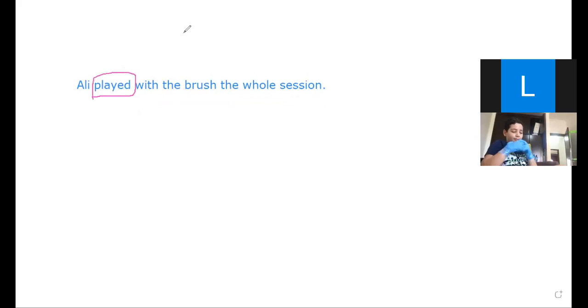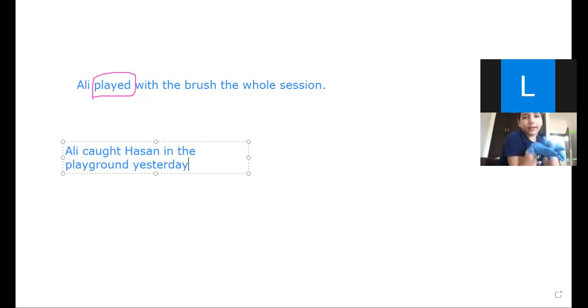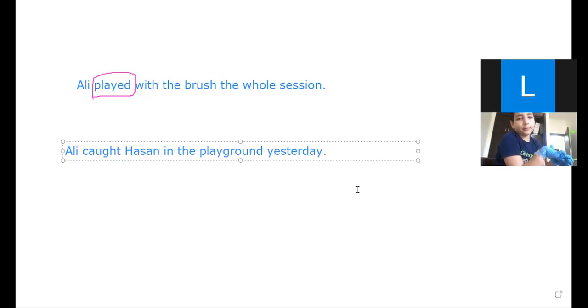But let's use another verb that is not regular, it's irregular. Ali caught Hassan in the playground yesterday. Caught is the simple past tense of catch. But we didn't say catched. No, because it's an irregular verb, so it changes on its own.